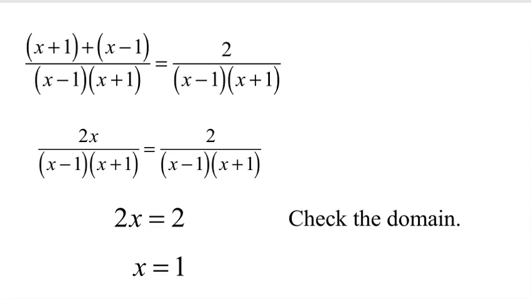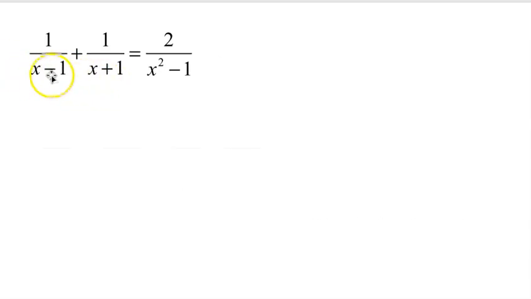Is 1 allowable in this problem? And I can see right here it's not. If I put 1 into this fraction, I get 1 minus 1 times 1 plus 1. That gives me 0. If I go all the way back to the original question, was 1 in the domain? No. 1 makes that fraction's denominator 0, and that is not acceptable.